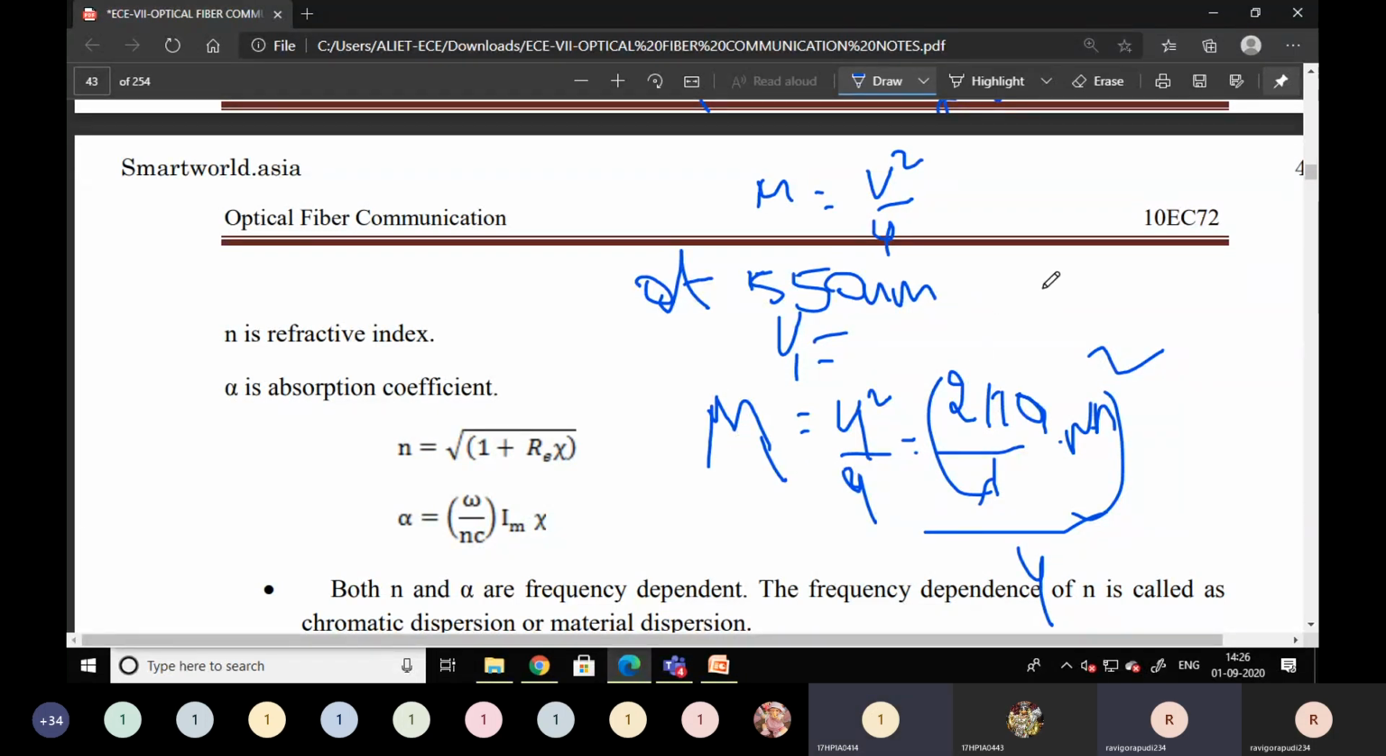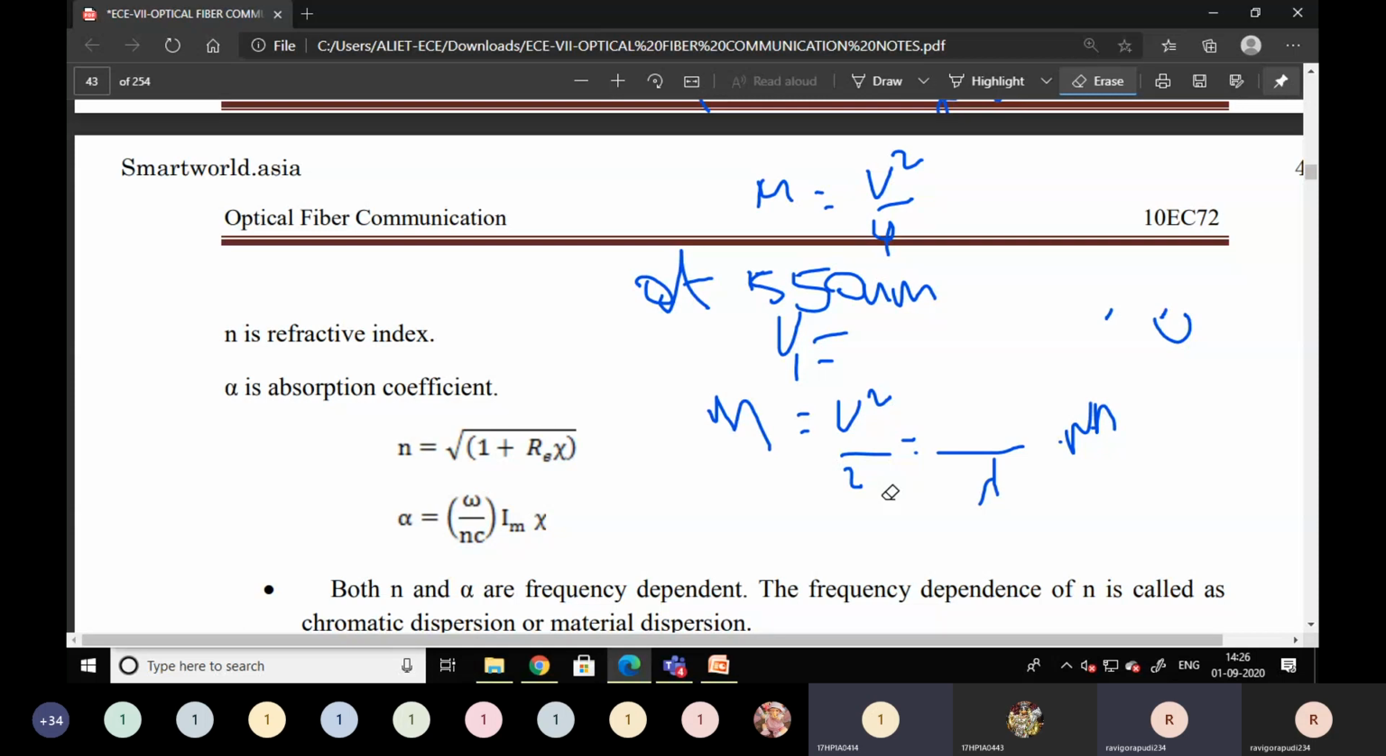In the same manner, at 1300 nanometers, we will find another one. At both wavelengths, we have to find the number of modes. Okay, I will tell the answers. First, at 1550 nanometers, what is V1 you can find?